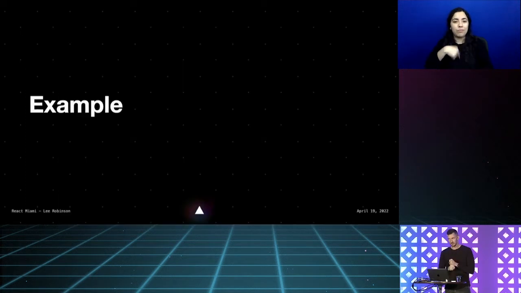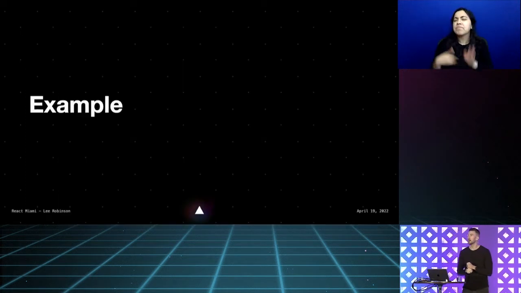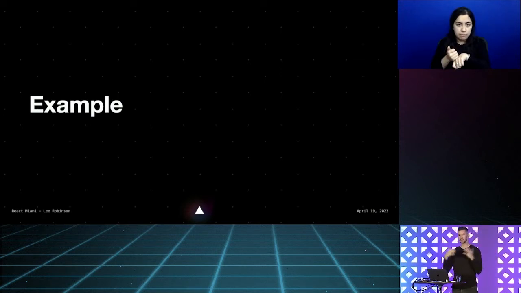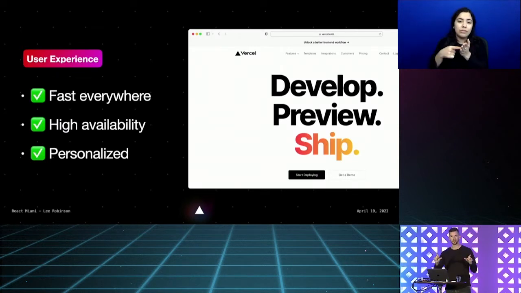So let's talk about an example of how we can make a really fast website. I can really only speak to things that I've personally contributed to or personally worked on, and the most recent one is working on Vercel.com. So I'm just going to talk a little bit about some of the design decisions we've made, some of the rendering patterns we've chosen, and talk about some takeaways. So let's start with user experience.